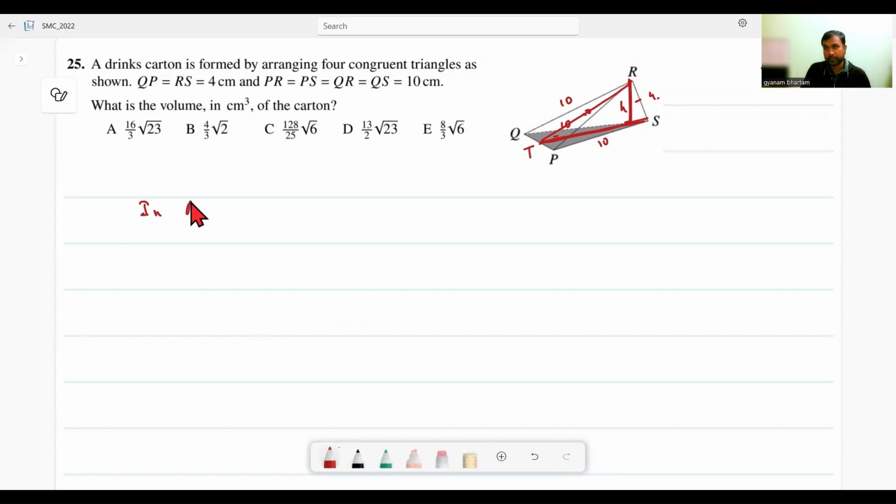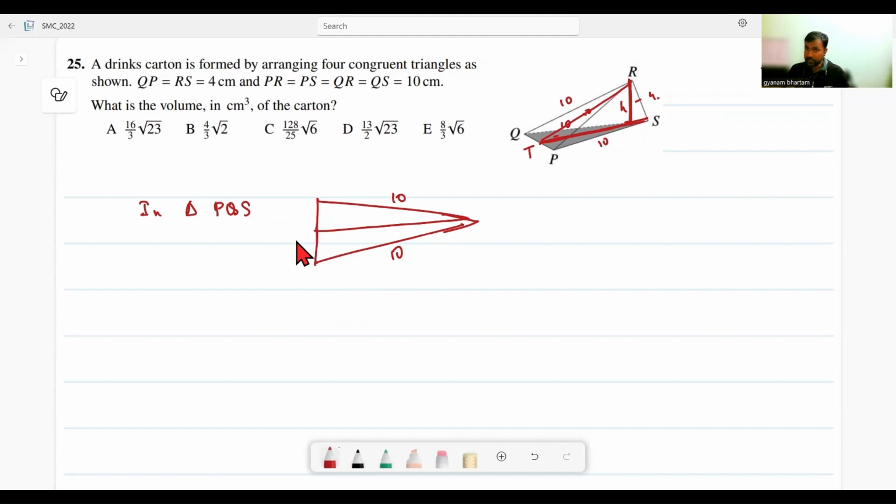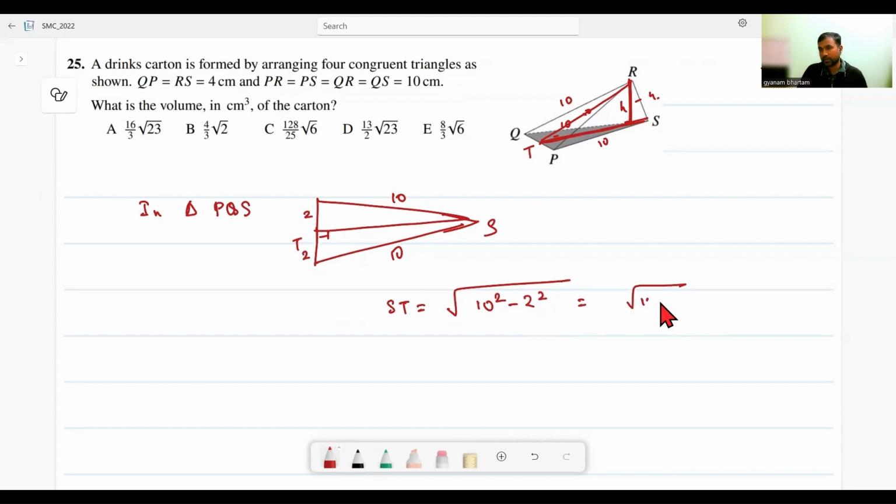So in triangle PQS, this is 10, this is 10. We want ST, and ST and TR are going to be the same, so TS is going to be 2 and 2. So ST is the square root of 10 square minus 2 square, a simple Pythagoras theorem, which is going to be perpendicular because it's an isosceles triangle, so by symmetry. So 100 minus 4 gives 96.